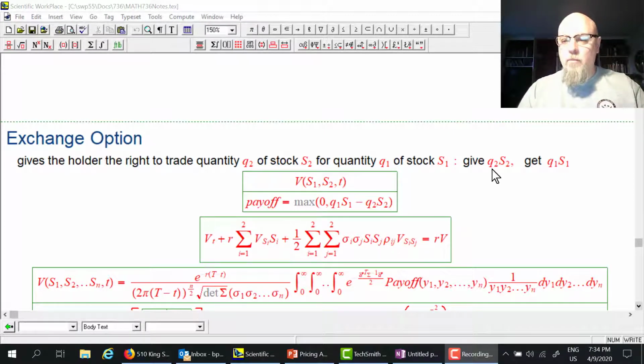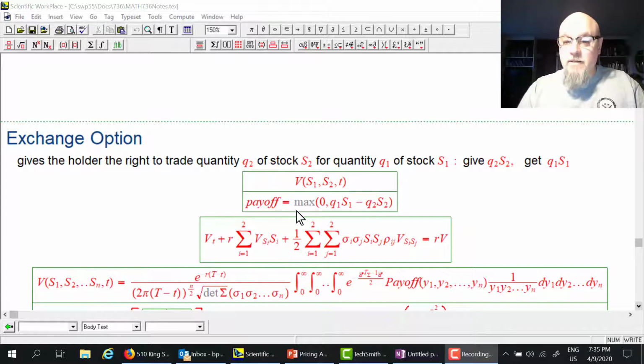So Q2 is the number of stocks you give, and S2 is the price of those stocks. So Q2 S2 is how much money you're giving, and you're getting the number one stocks. You're getting Q1, the number of shares, and S1, the price per share. That's how much value you're getting. So we're pricing an option here. It depends on the two stock values, S1 and S2, and it also depends on time.